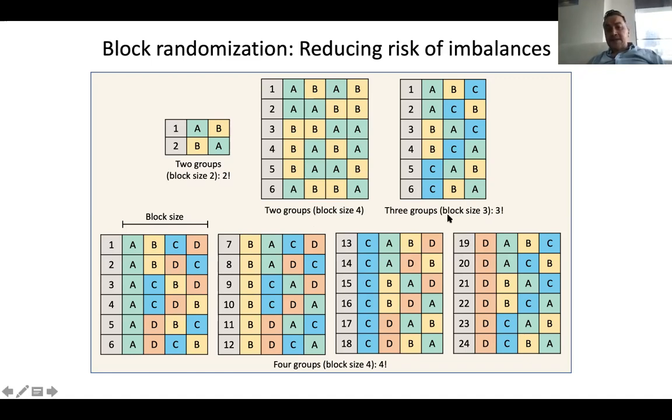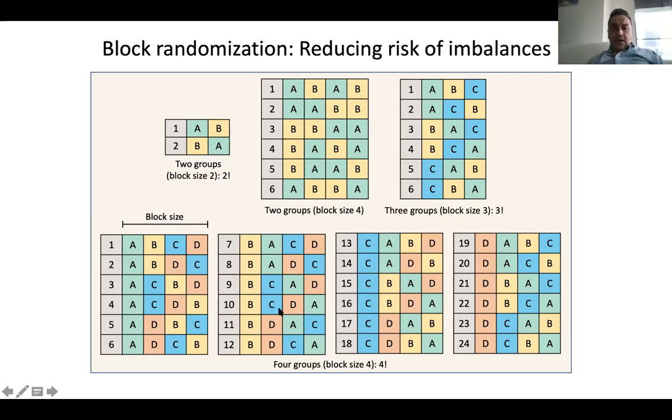And then same here, because there are 3 groups, it has to be a block size of 3, or a block size of 6, or any multiple of 3, right? In this example, there are 3 groups, A, B, and C, and there are 6 possibilities if you go for a block size of 3. So again, it's going to be a little bit more difficult, but still it's possible to guess the last allocations, right?